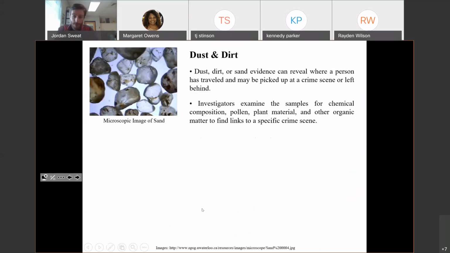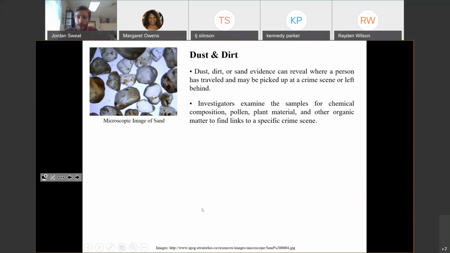So this brings us to new notes. The next form of physical evidence that we're going to be looking at is dust and dirt. And you're probably wondering, why are we talking about dust and dirt? That's not really a form of evidence. It's everywhere. But it as well can reveal individual characteristics that make it unique. So the main thing is that dust and dirt can reveal where a person has traveled. It can tell us where they've been.